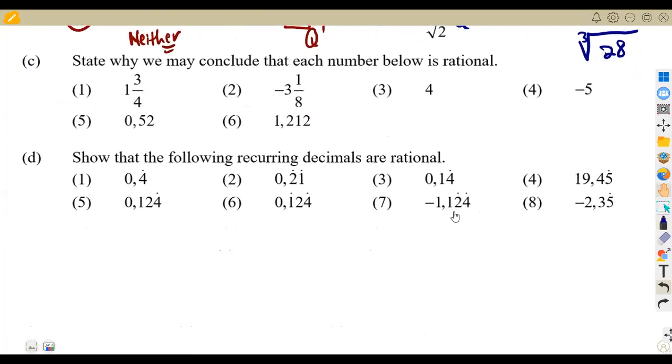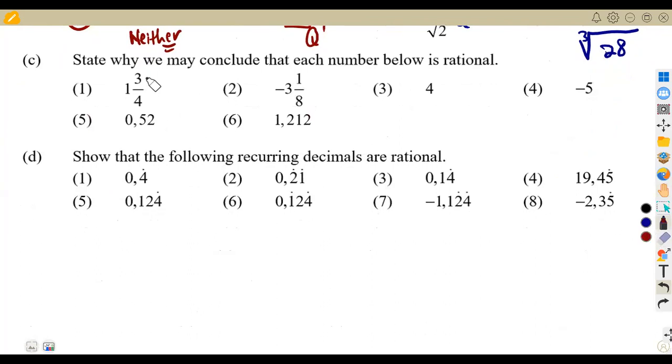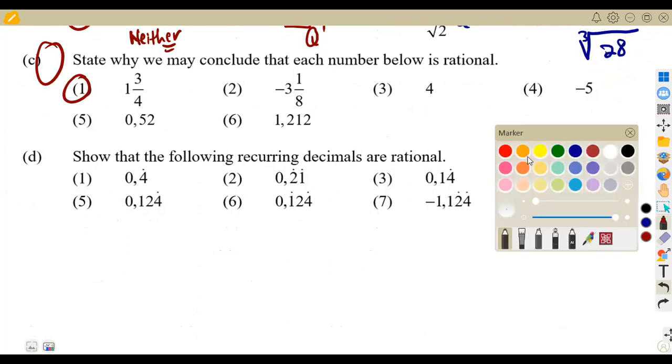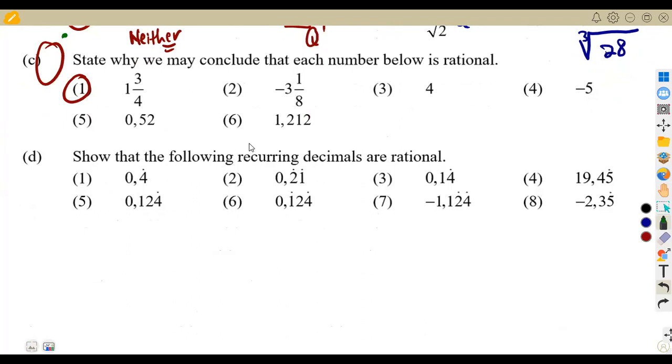All right, let us see. Then there is the same thing on C. They are saying on C here, state why we may conclude that each number below is rational. So automatically they are saying these numbers are rational, but you are supposed to give a reason. 1 and 3/4, automatically by just looking at the number. Now they want you to be mathematically able to know, by just looking at the number, whether it is rational or not. So remember, we said mixed numbers are rational numbers. So this one is, because it's a mixed number, a mixed fraction.